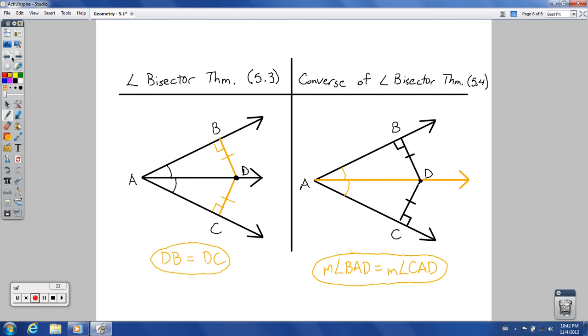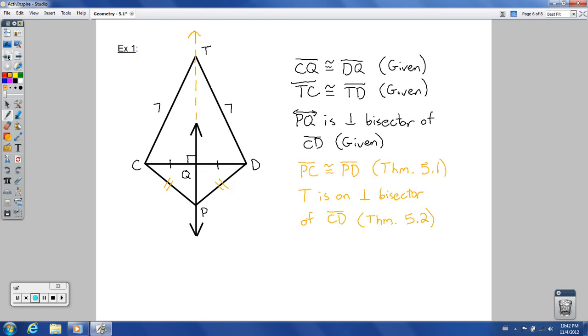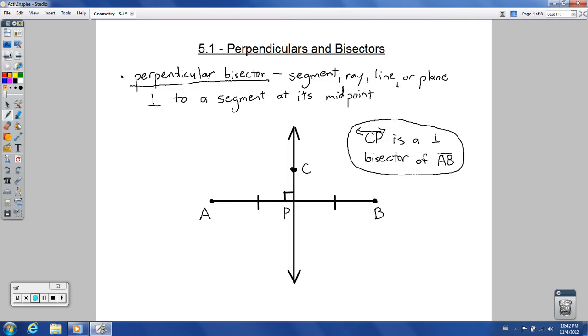Hopefully that will help you considerably as you work through some of the problems in this lesson. Remember, for distances from a point to a line, it's got to be that perpendicular segment. A very important point to make there. And don't forget these two theorems as well. So hopefully that helps you.